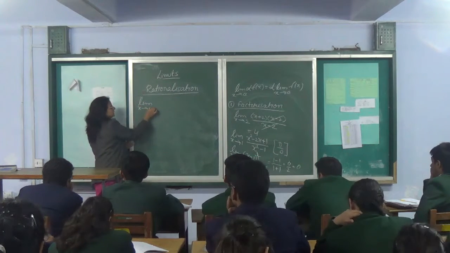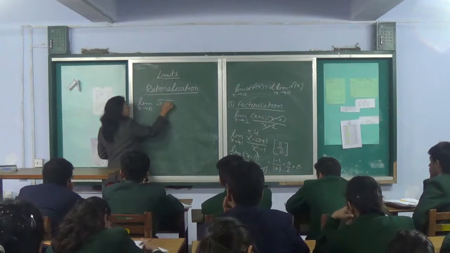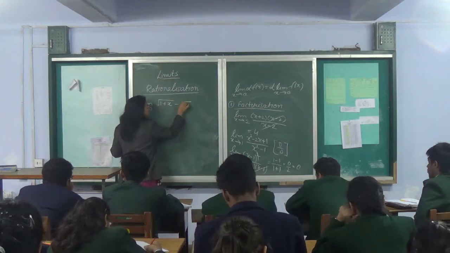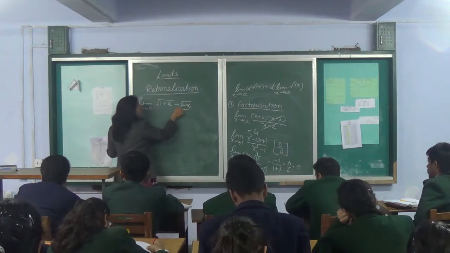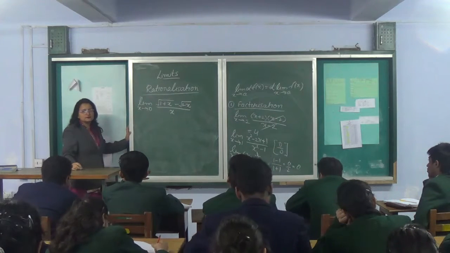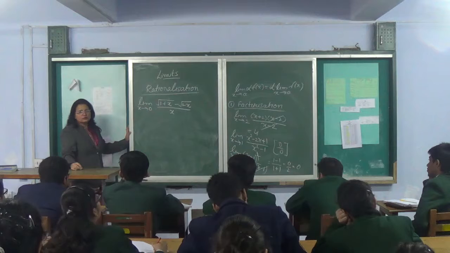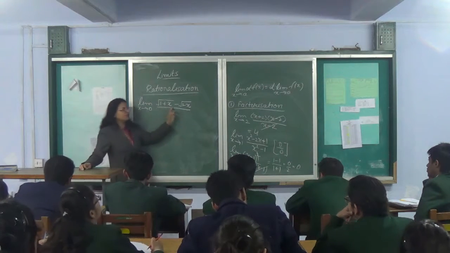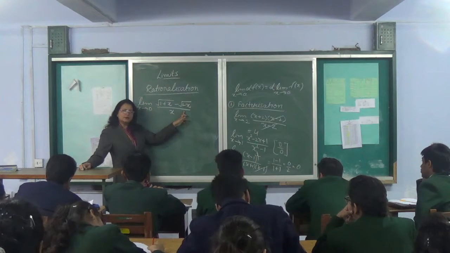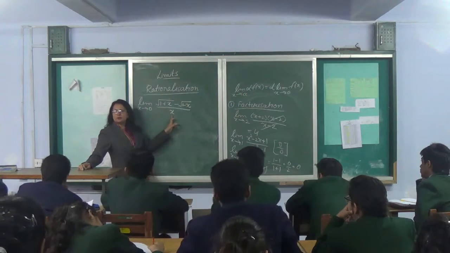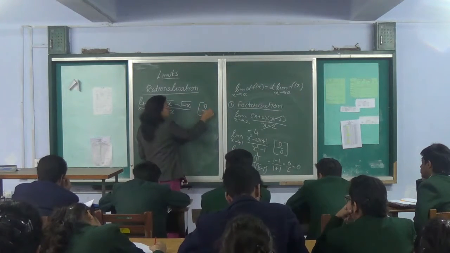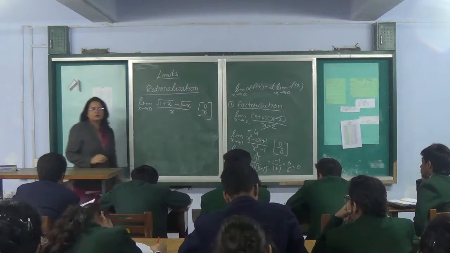Limit x tending to 0, root 1 plus x minus root 1 minus x upon x. Which form is this? Is it 0 by 0? Yes, it is. You put 0 in place of x. What will you have? Root 1 minus root 1, that is 1 minus 1, 0. And you have put 0 in place of x, it's again 0 by 0. That is an indeterminate form, right?